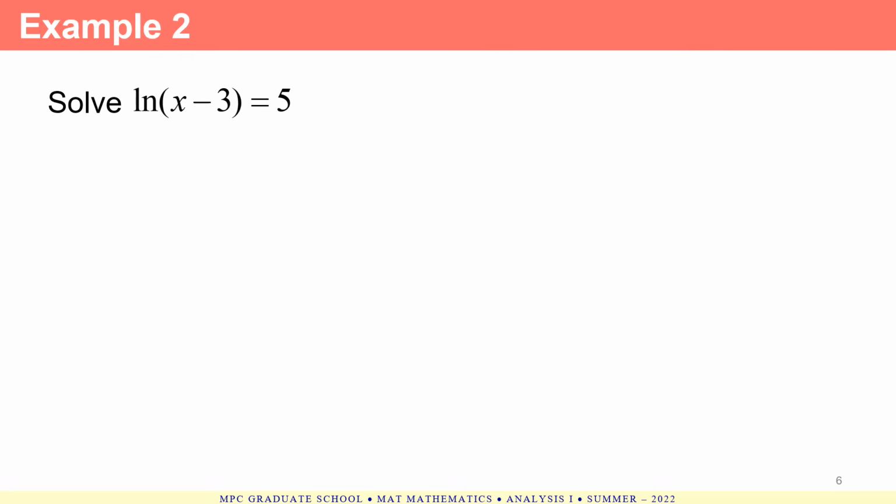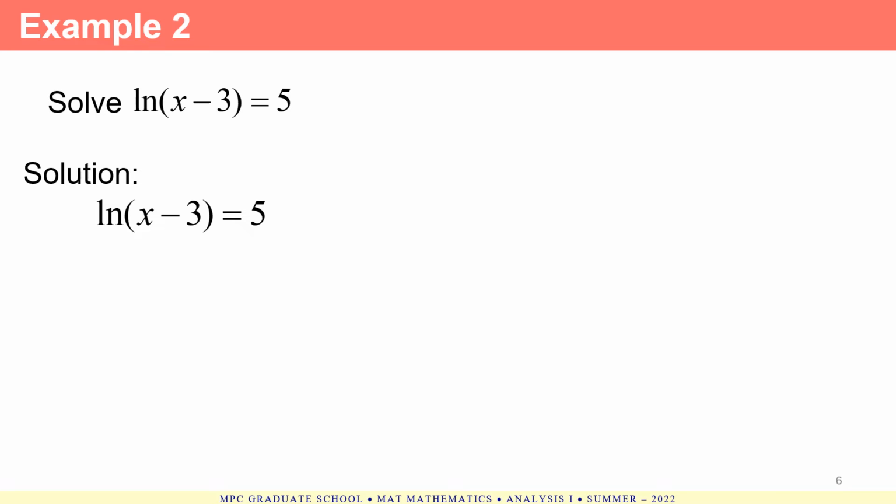Let's proceed to example number 2, solving a logarithmic equation. Our given here is ln of x minus 3 is equal to 5. To convert from logarithmic form to exponential form, you can exponentiate each side of the logarithmic equation. First step, we're going to write the original equation: ln of x minus 3 is equal to 5. And then exponentiate each side.